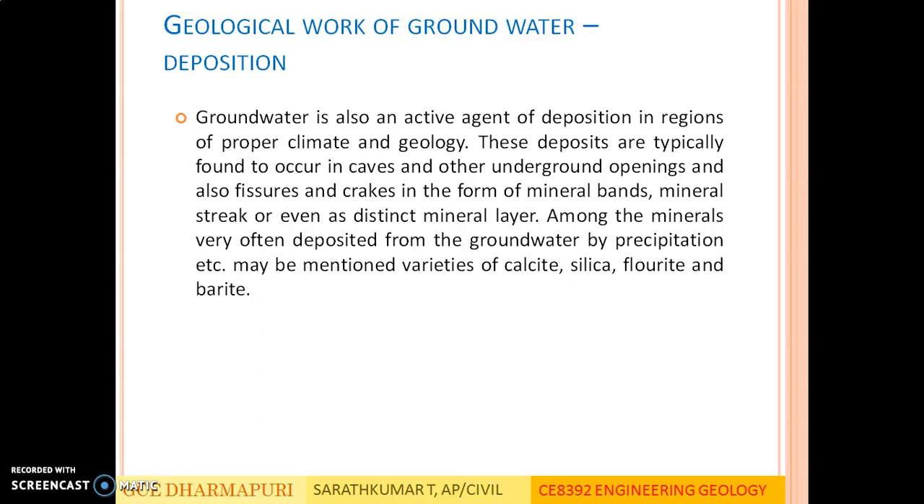Geological work of groundwater: deposition. Groundwater is also an active agent of deposition in regions of proper climate and geology. These deposits are typically found in caves and other underground openings, and also in fissures and cracks in the form of mineral bands, mineral streaks, or even distinct mineral layers. Among the minerals very often deposited from groundwater by precipitation may be mentioned varieties of calcite, silica, fluorite and barite. The sediments carried in the water will be deposited in the pores, fissures and cracks in the form of mineral bands in the rocks.